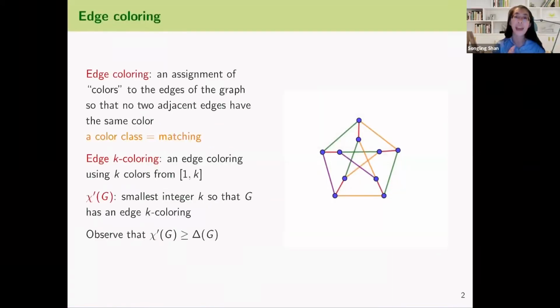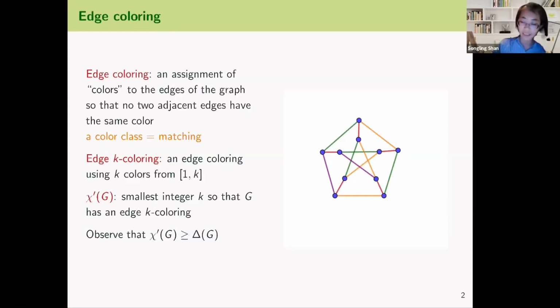So when we say an edge coloring, we mean an assignment of colors to the edges, so that if two edges share an endpoint, they should receive distinct colors. So by this definition, a color class, which is defined as a set of edges assigned with the same color, is actually a matching. And when we say edge k-coloring, we just take the integers from 1 to k as the colors. So the chromatic index of G is defined as the smallest integer k, so that G has an edge k-coloring. So one easy observation is that for any graph, the chromatic index is at least the maximum degree of the graph.